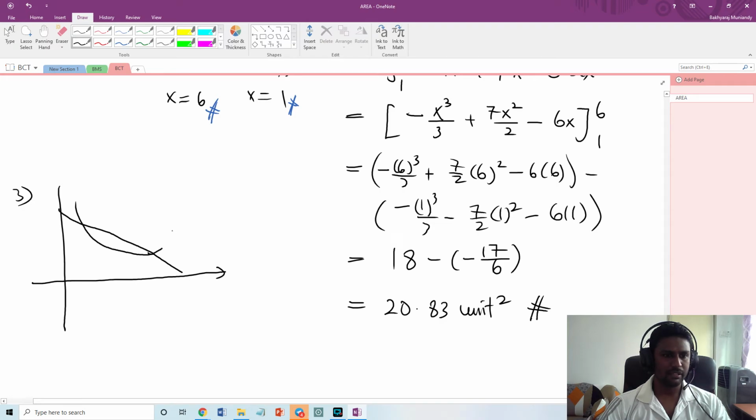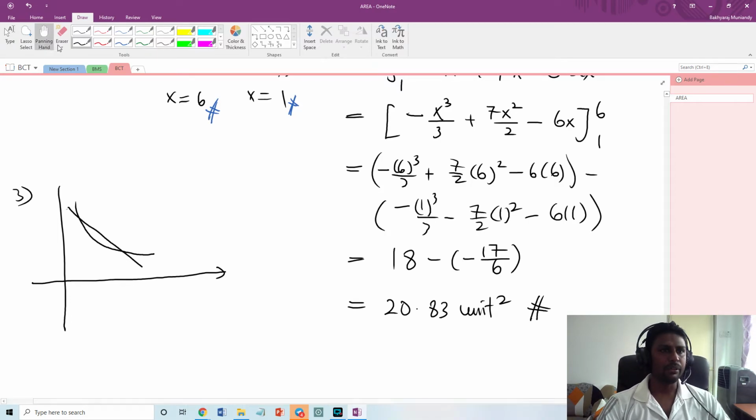Okay, so this is the curve, and there's a straight line there. Okay, looks better. Okay, this one looks better. Okay, now you have a shaded region here. This is what I want. Okay, this is what I want.